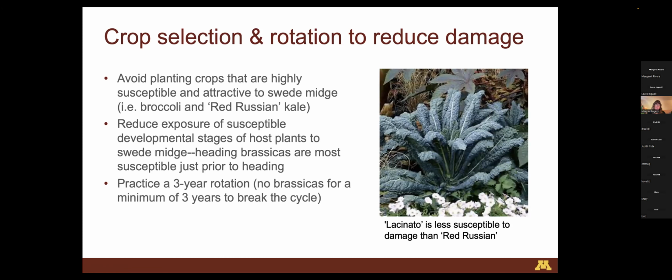Or you'd reduce exposure of the susceptible development stages of host plants. For example, I mentioned the heading vegetables are more susceptible at that earlier stage of growth. Once they're already heading, you're not going to have a lot of damage. The Swede midge aren't going to be attracted to a mature heading plant. So keeping that in mind and maybe covering your plants earlier is a way to reduce damage.